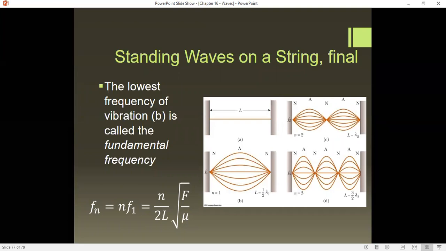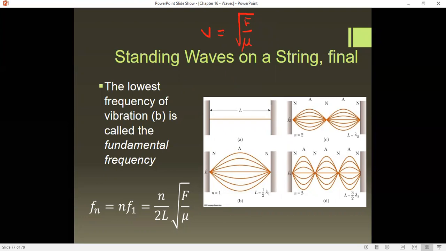Okay, standing wave on a string. We've talked about the wavelength. We've said that the wavelength has to be equal to twice the length divided by n, where n is the node number. What about the frequency? Well, we can write the frequency in terms of the fundamental, or the first harmonic. Sometimes it's written as f0, sometimes as f1. Now, we know that the velocity is equal to the square root of the tension divided by the mass per unit length.